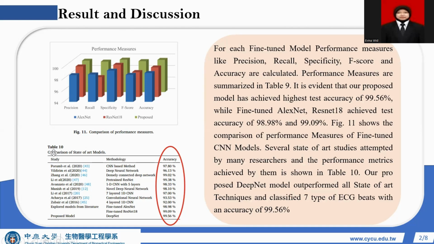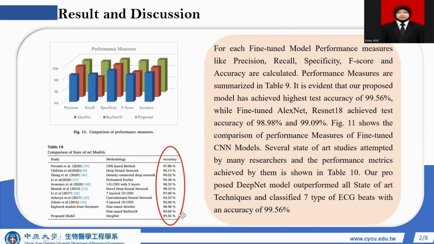And if we compare again with other CNN and deep neural network models from other papers, we can see that our accuracy is higher. It's very high, 99.56, and none of the other literature is higher than ours. So our proposed model DeepNet is very high. It's very good.